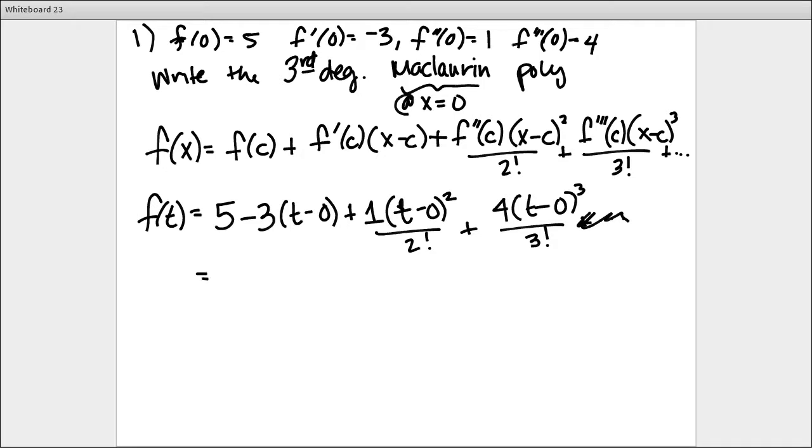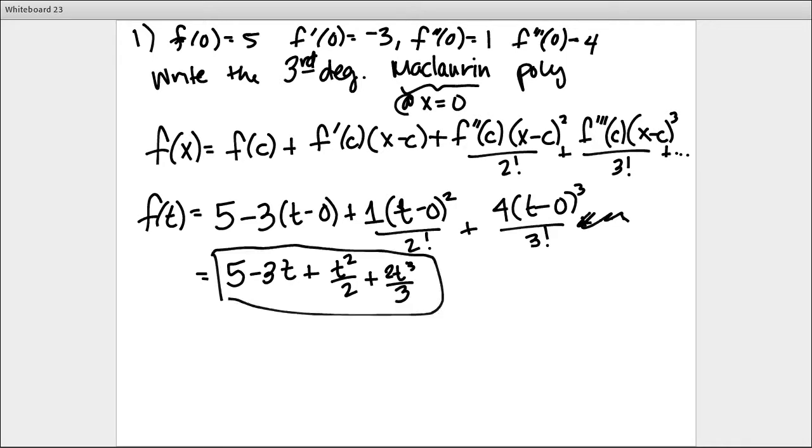And so this ends up being 5 minus 3t plus t squared over 2, and then plus, 3 factorial is 6, so you end up with a t cubed, 4 goes into 6, it'll be a 2/3, like that. So there's your third degree Maclaurin polynomial.